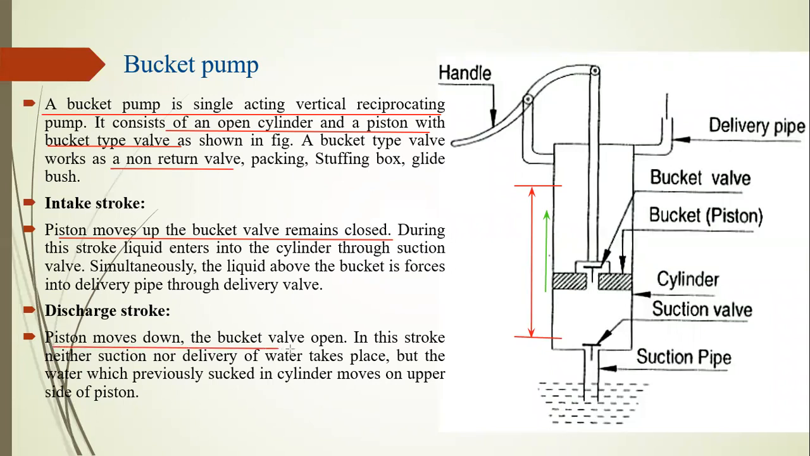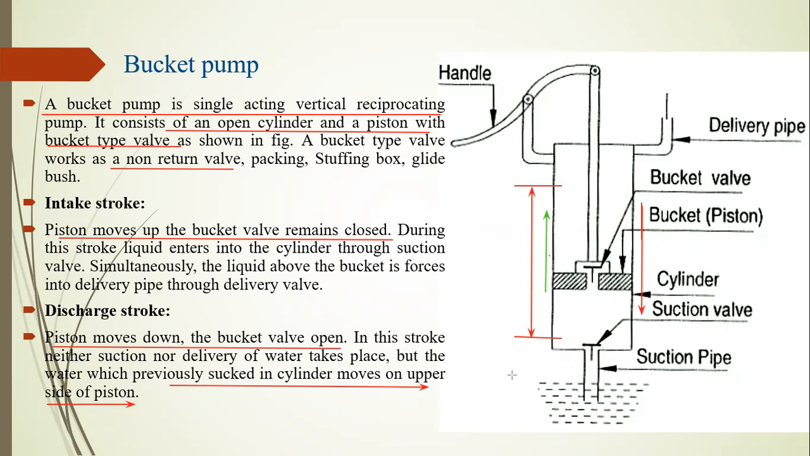The piston moves in a downward direction and the bucket valve is open. The piston moves from its upside to downside. In this secondary position, the piston moves downward. In this stroke, neither suction nor delivery of water takes place, but the water which was previously sucked into the cylinder moves to the upper side of the piston.